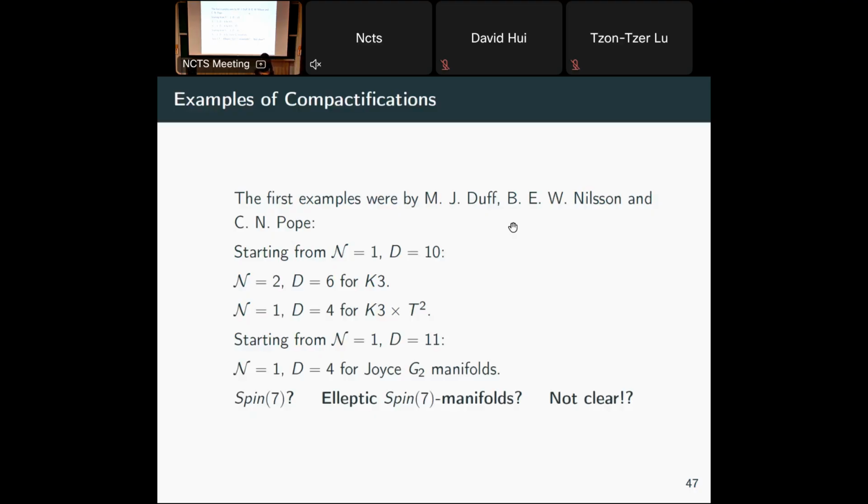compactifying Calabi-Yau 4-folds are more appealing because they have more supersymmetry parameters. Compactifying spin 7 manifolds in the context of M theory, which is the 11-dimensional theory, then you end up with something 3-dimensional, which doesn't have a supersymmetry parameter. It's not really interesting for physicists. Yeah.